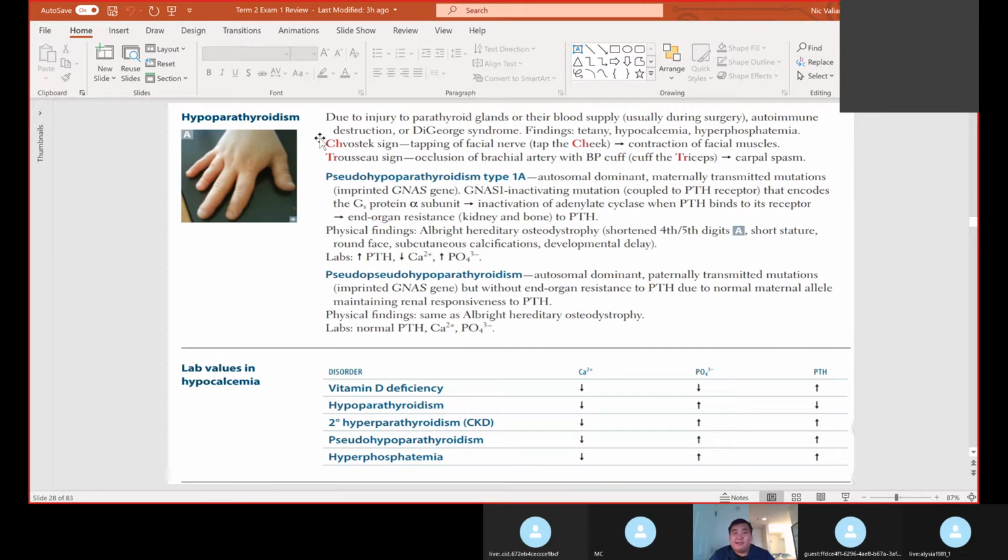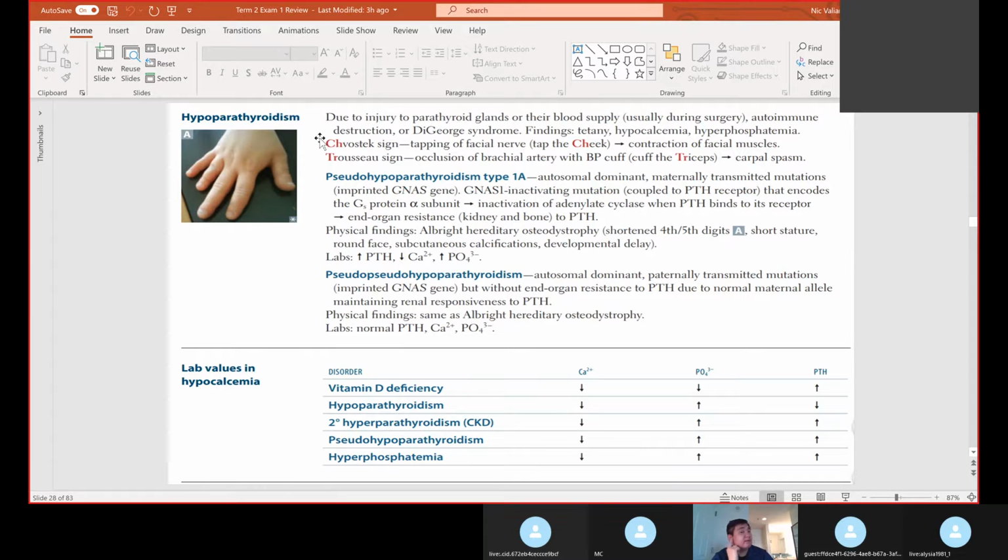Okay, OSCE time. Chvostek and Trousseau sign. Chvostek sign is when you tap on the cheek here, right? And you see twitching, like that. This is a sign of hypocalcemia. Why? You are stimulating what nerve for Chvostek? Facial? Facial nerve, cranial nerve. What number is this? Cranial nerve what?